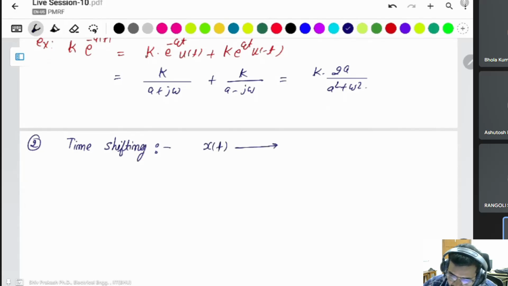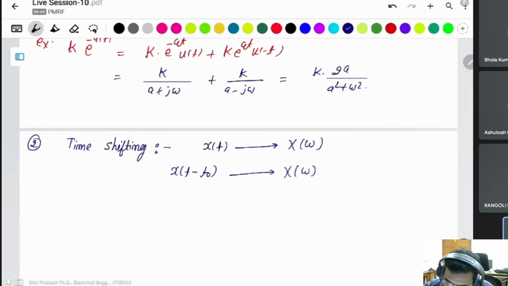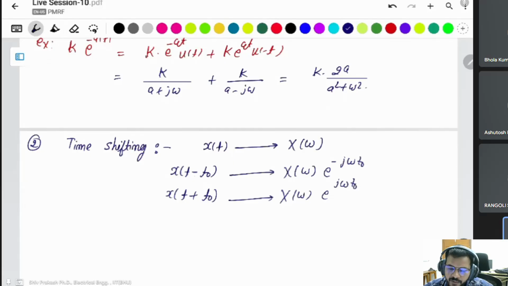There is a time domain signal, and we have a Fourier transform of this one. If there is any delay in the time domain, that will be reflected in the frequency domain by an exponential form. It will be positive or negative. Our delay is provided by the negative, and our advanced signal, suppose the signal is advanced, is provided by the positive value.